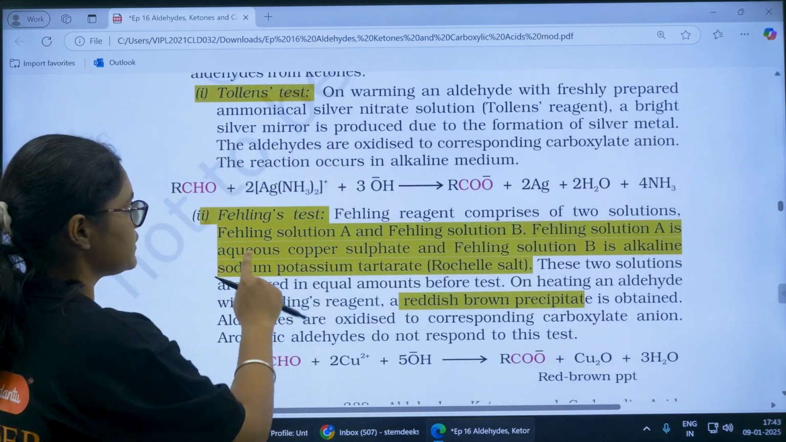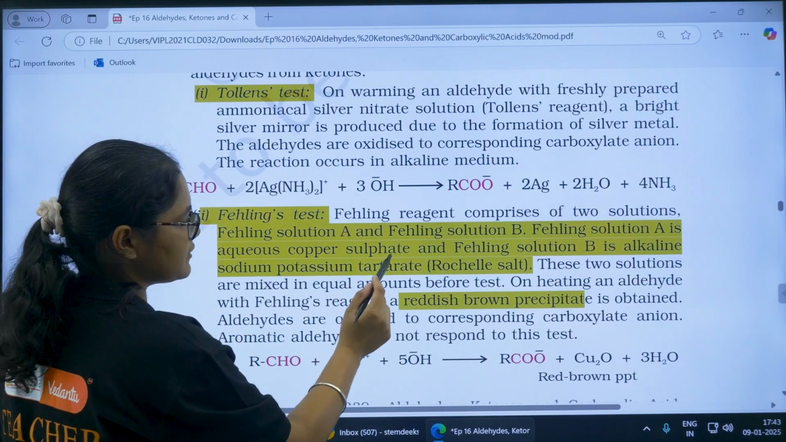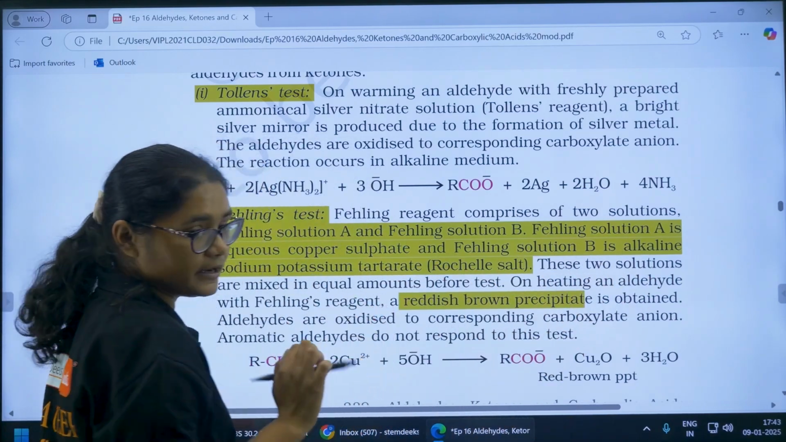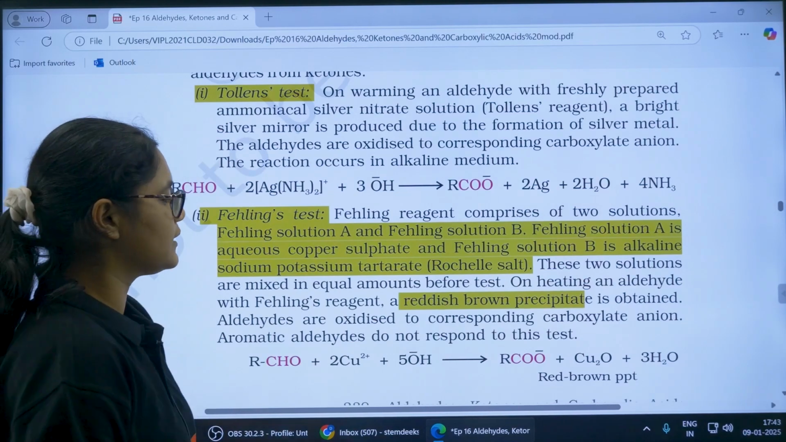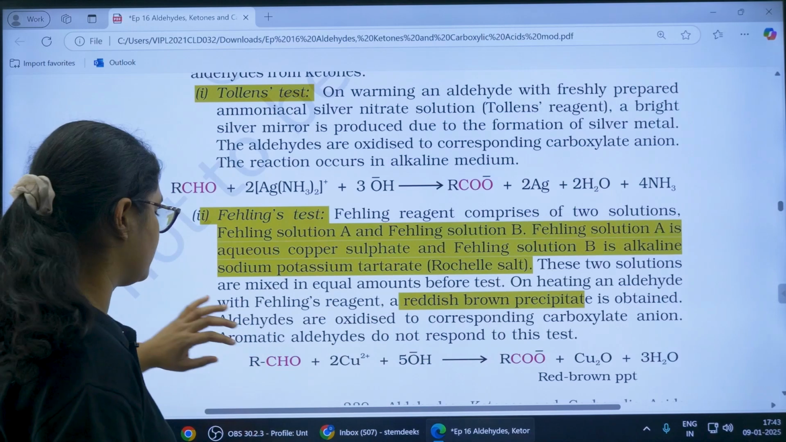Here something is asked: what is Fehling solution A, Fehling solution B? Fehling solution A is copper sulfate and Fehling solution B is alkaline sodium potassium tartrate. And it gives you a reddish brown precipitate.